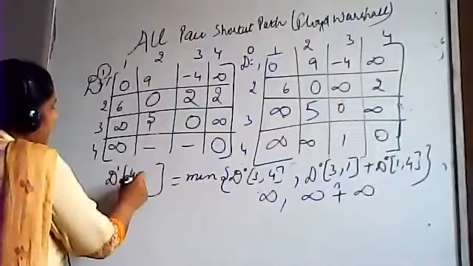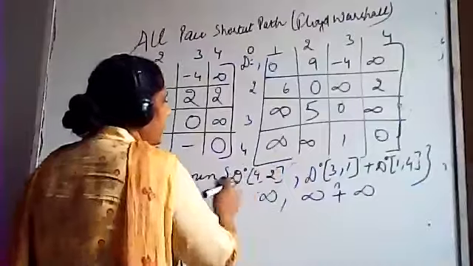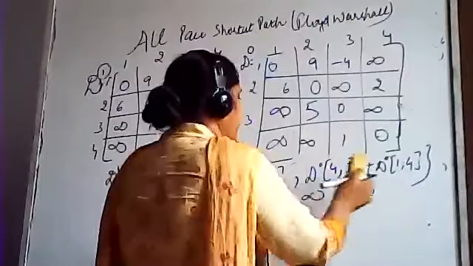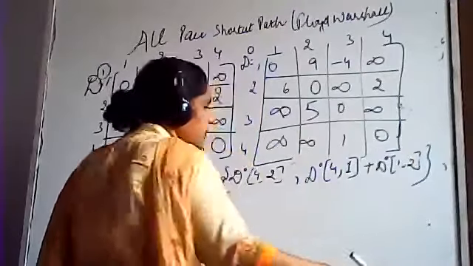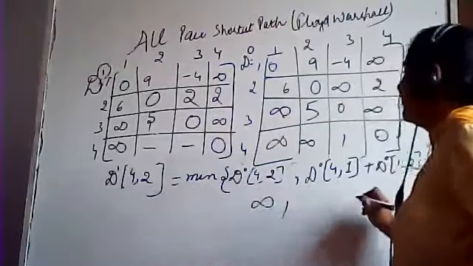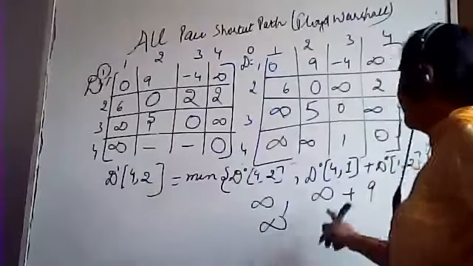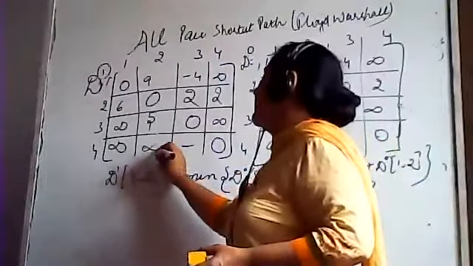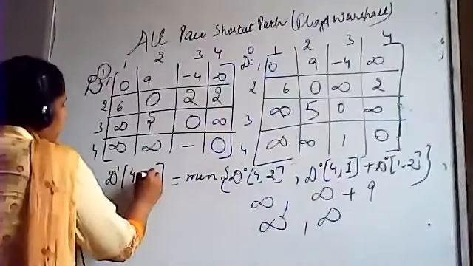4, 2. Give me the values for this. 4, 2 is infinity. Infinity, 9, so it again becomes infinity. So the better value is infinity. Okay. Now calculate 4, 3.